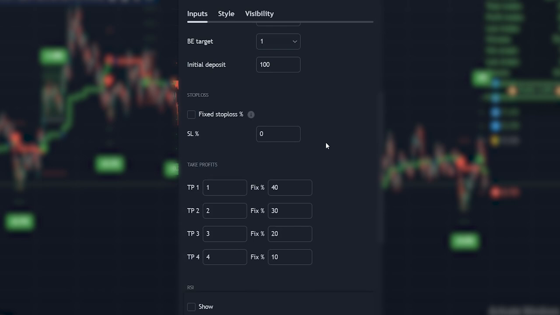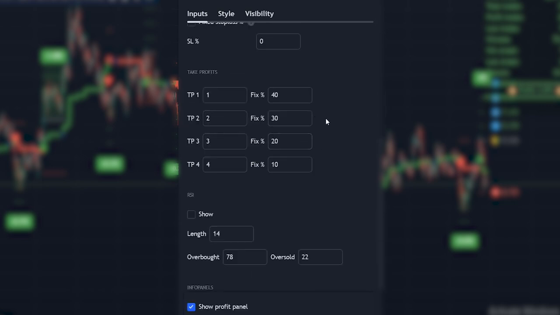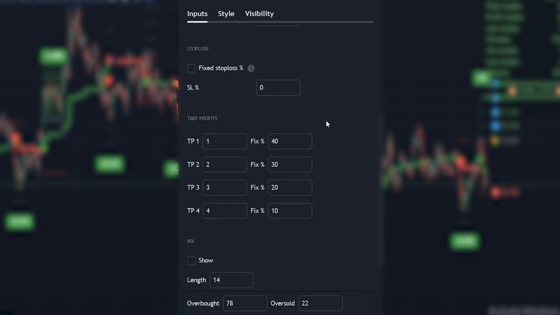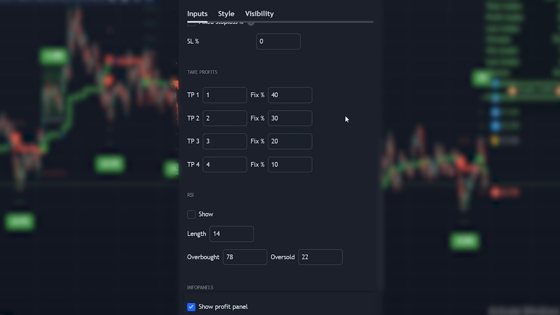If we scroll down, we can see more customization options for money management. These are particularly useful depending on your trading strategy. You can set a fixed stop loss or an automatic one based on market volatility. When it comes to taking profit, you can select the percentage of the position to take off once the price reaches a particular target. For example, when the price hits TP1, 40% of the position is taken off.